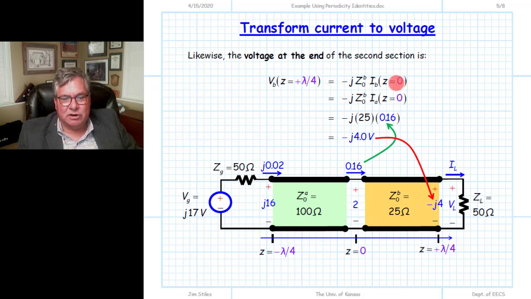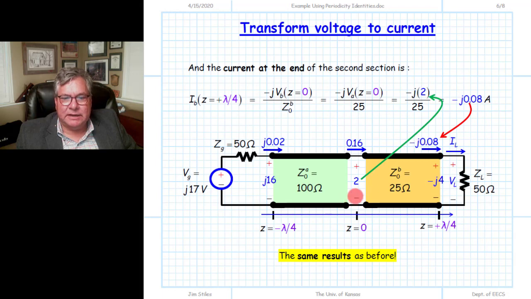The original current, which is right here, of 0.6, multiply it by minus j times the characteristic impedance of 25, and that'll give a value of minus j4, which is equal to the voltage a quarter wavelength further down the line here at the other end. We've taken the current at the beginning and determined directly the voltage at the end.